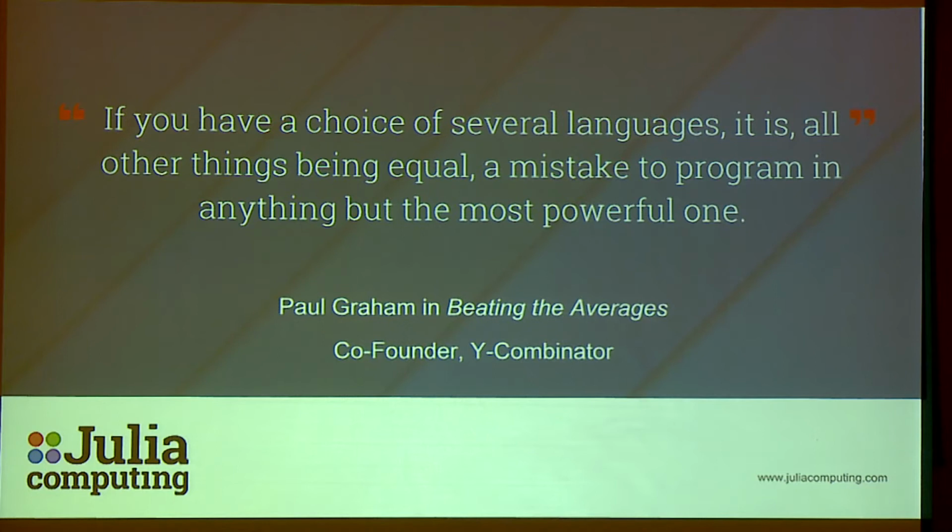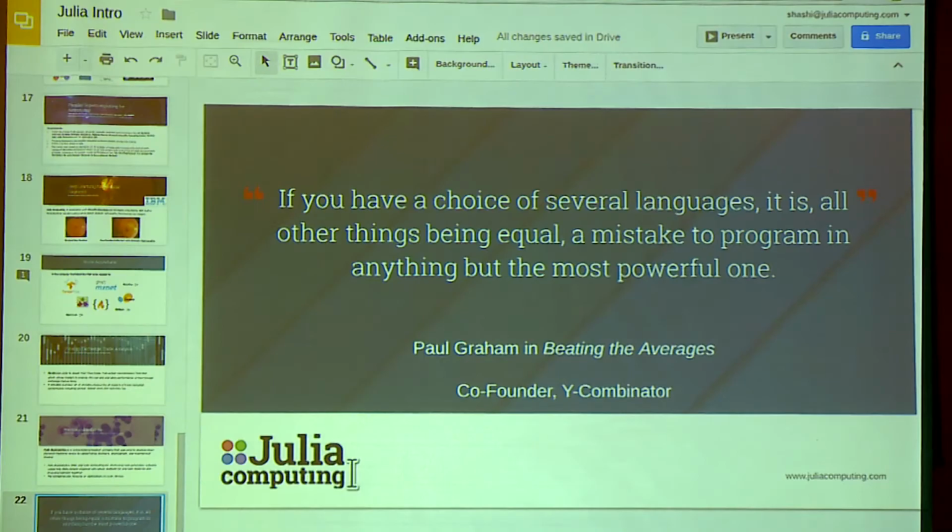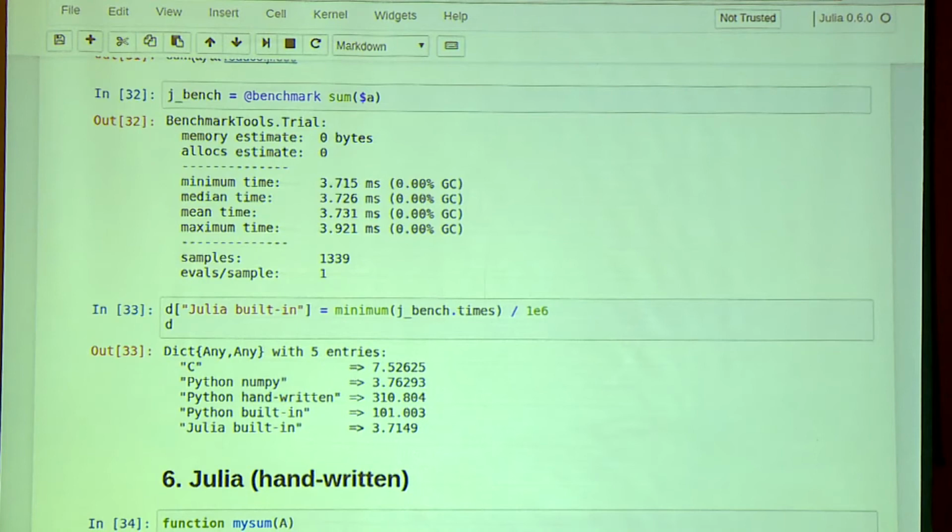To end this non-technical part of the presentation, I would like to quote Paul Graham from Y Combinator: if you have a choice of several languages, it is, all other things being equal, a mistake to program in anything but the most powerful one. I think Julia is the most powerful language in the space, and only if you start using it will you learn it. You'll see this every day in your work.